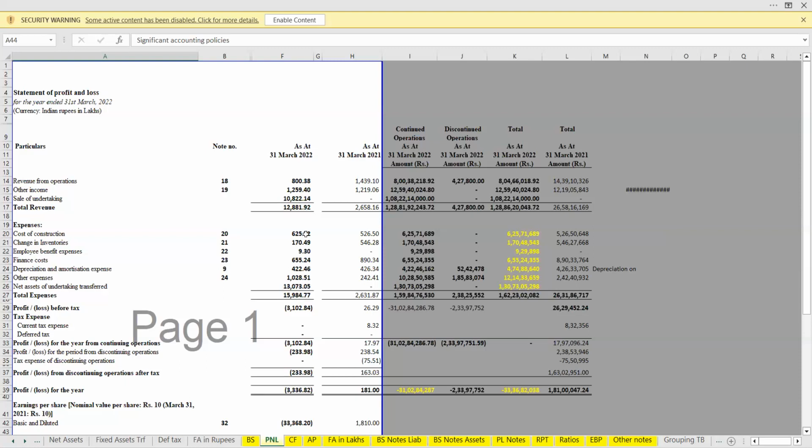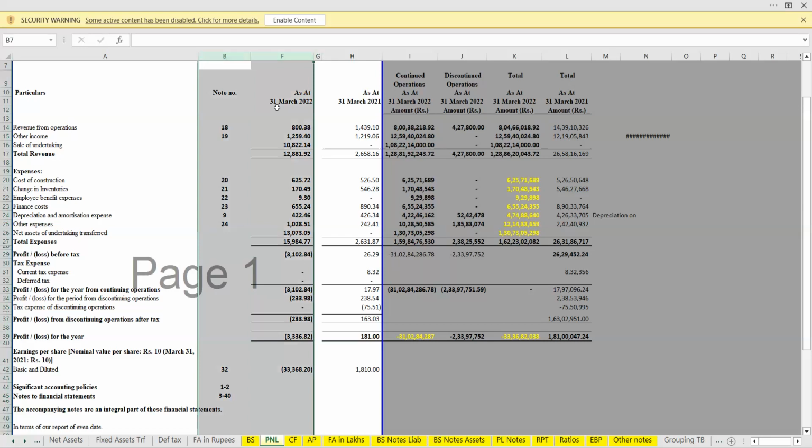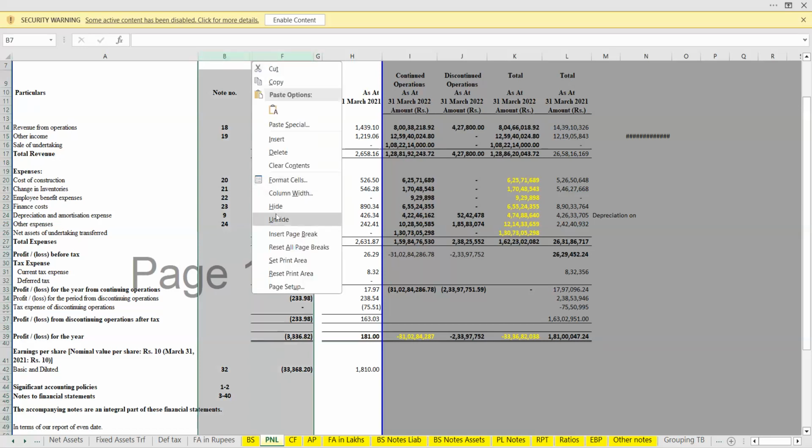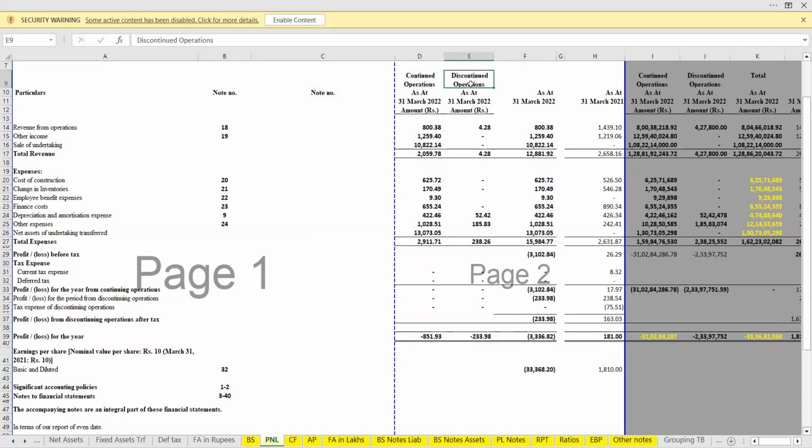You see here also I have given the same way. This is the full values and this is the rupees in lakhs. Here, as I have taken the same companies continued and discontinued, we do not know what the auditor says. That's why we have kept it ready.